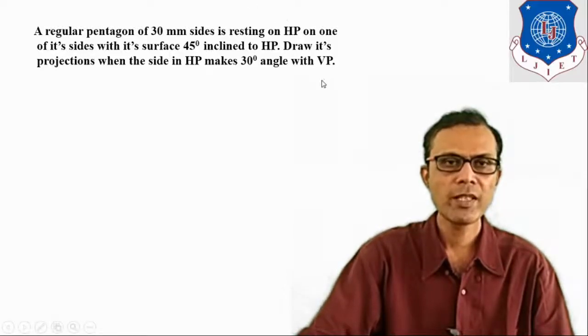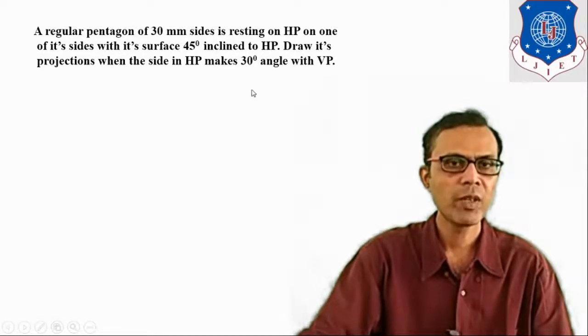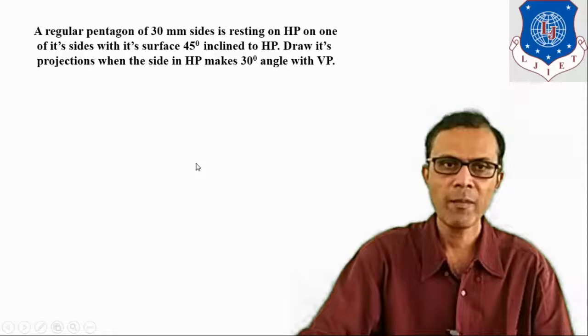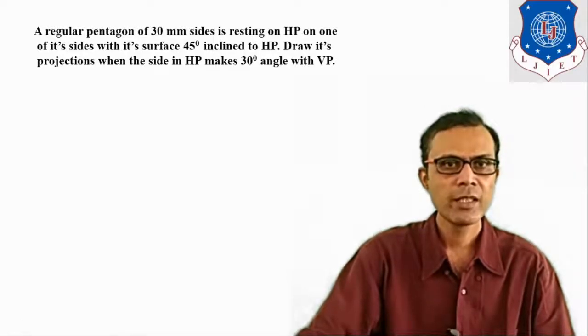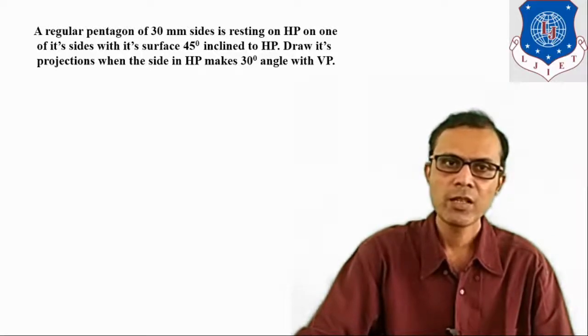Now the surface is inclined at 45 degree to HP. So it is second stage condition where surface you have to make inclined at 45 degree with HP, and the side on which it is resting on HP is inclined at 30 degree with VP. So if we consider side AB as resting on HP, then that side is to be made inclined at 30 degree with VP. So these are some important points which should be very clear before starting the actual drawing. So now let's start to draw the problem.